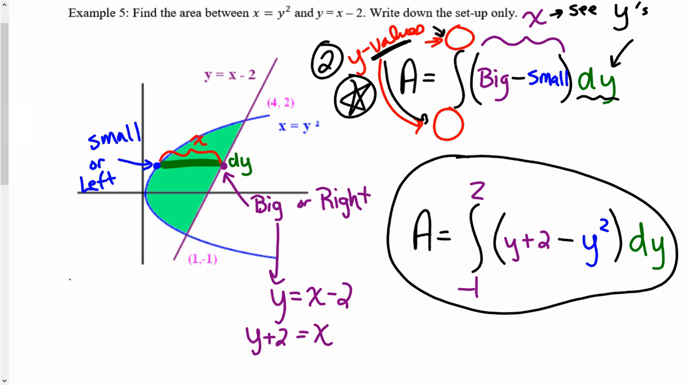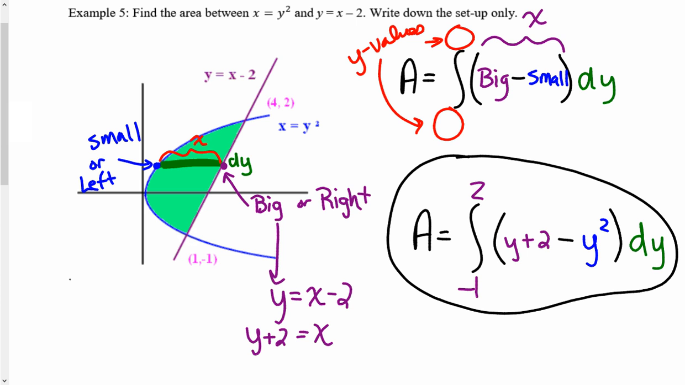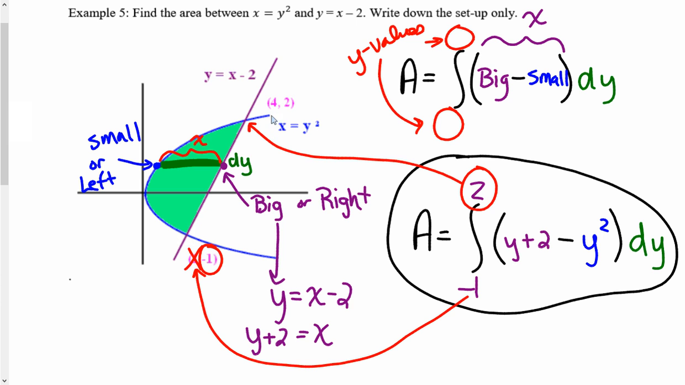Then I need to write my setup down here. The first thing I need to do is identify my bounds. I plugged in my bounds, and for my lower bound down here, I went over to this point here, and I didn't want the x value, I wanted the y value. So my -1 is what goes right here. Next, I needed my upper bound, and I went to the higher point, and that point is right here. I don't want the x value, I want the y value. So that's what I plugged in right here.